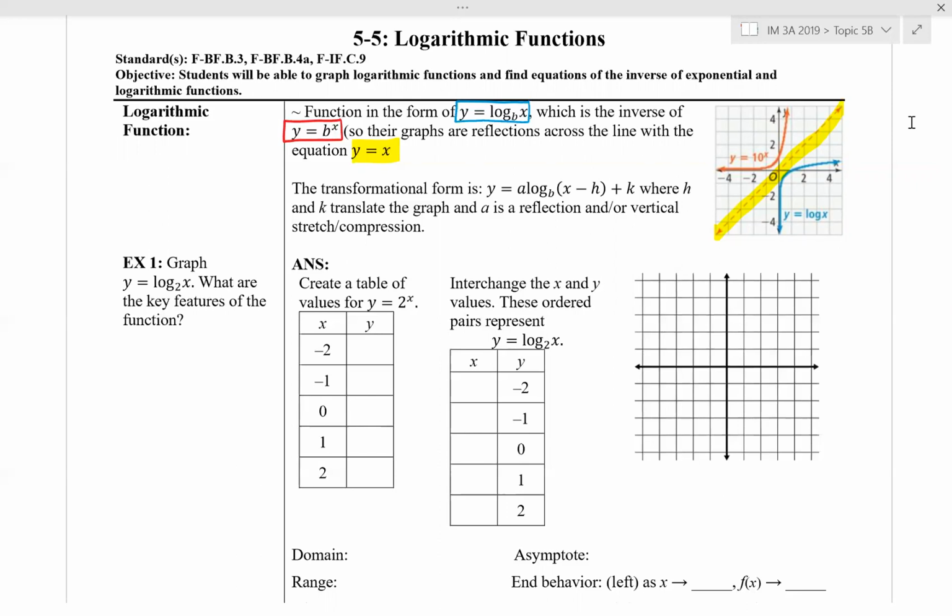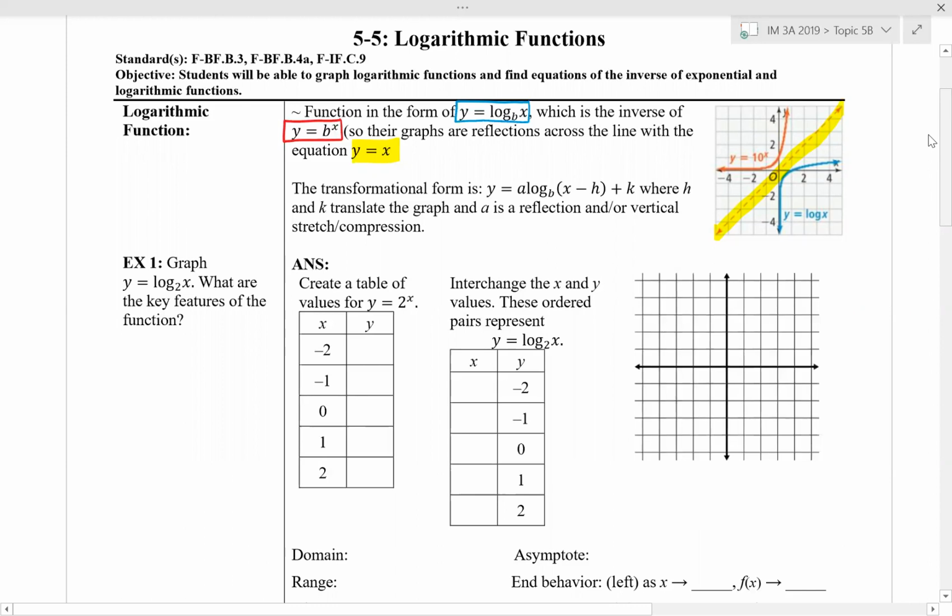Their graphs are reflections across the line with the equation y equals x. That line that's highlighted in the diagram, the dotted line, is the line of reflection between the red y equals 10^x and the blue y equals log x. Remember, there's no base there, so that implies it's base 10. That's the common log. We will work with some transformations. The transformational form of a log equation is y equals a times log base b of the quantity x minus h, plus k.